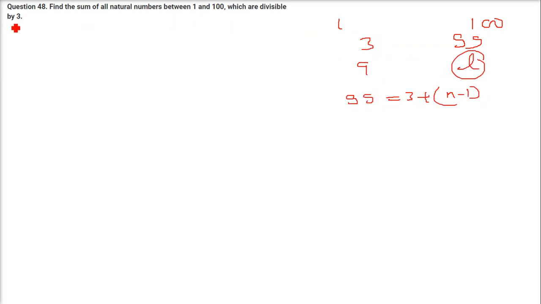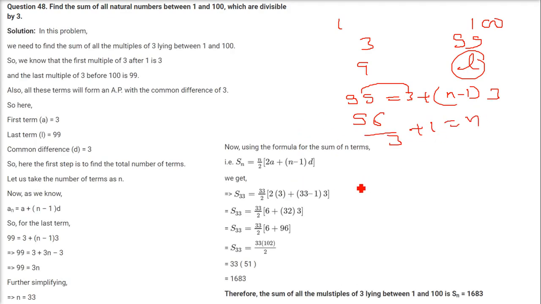D is what? Because it's divisible by 3, you can use 3. 99 minus 3 is 96, and you divide by 3 plus 1 is n. So n is going to come as 33. There is sum also being asked, so the sum of 33 terms is also asked.